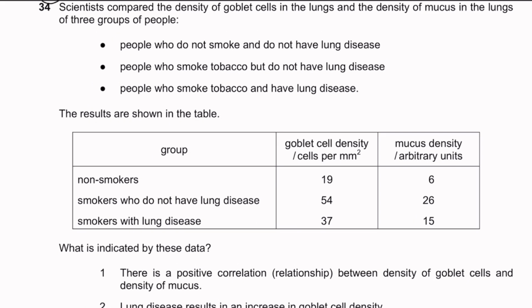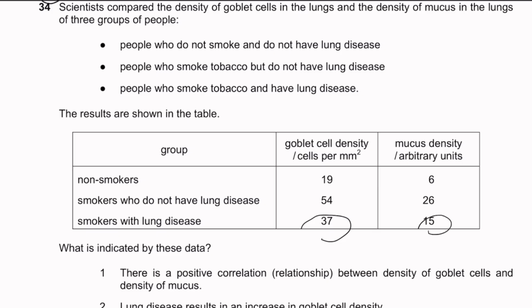Scientists compared the density of goblet cells in the lungs and density of mucus in the lungs of three groups of people: people who don't smoke and have lung disease, people who smoke tobacco but do not have lung disease, and people who smoke tobacco and have lung disease. The results are shown in the table. So the goblet cell density, you can see how this specifically increases with people who smoke tobacco but don't have lung disease. Anyway, mucus density is going to be 26, and then smokers with lung disease have 37 and 15.